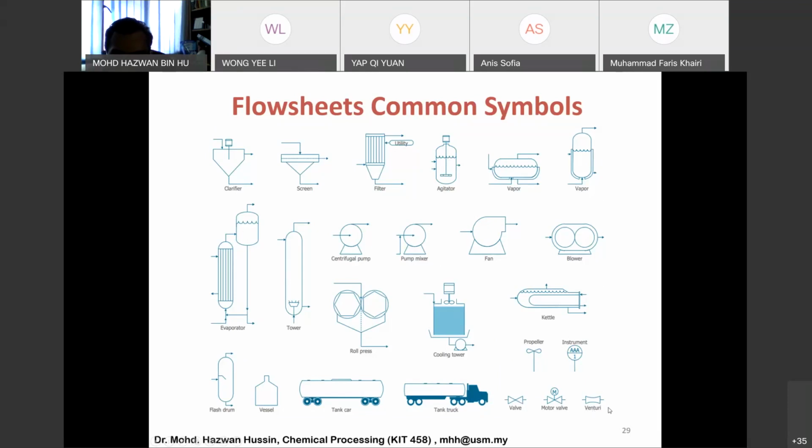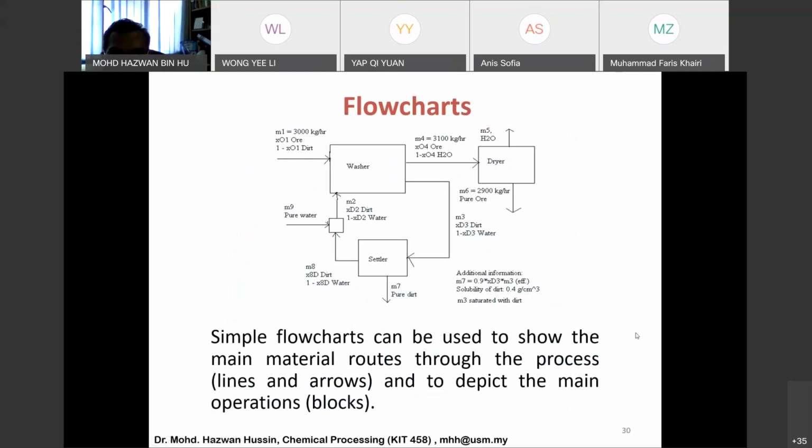The symbol is like this. This one I don't need to tell you. I think my son also knows this. This is a tank, truck, trailer or something. Okay. Alright.